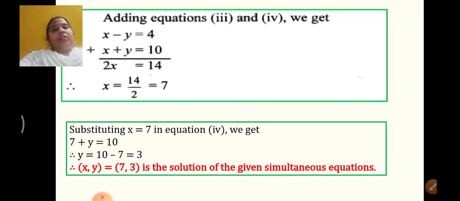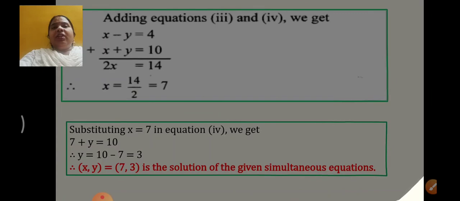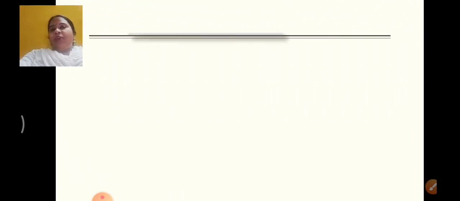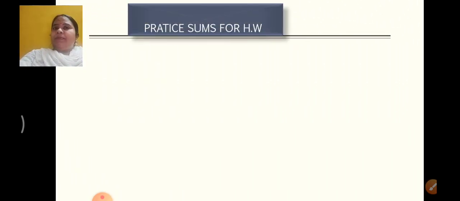I hope this type of sum is understood to you. Where cross terms are same, you need to follow the method of addition, subtraction and addition. So final answer, x comma y or 7 comma 3 is the solution of the given simultaneous equation. So in today's session, we have revised what we have already learned with a new type, that is ASA method also. Now today I will be giving you few practice sums.